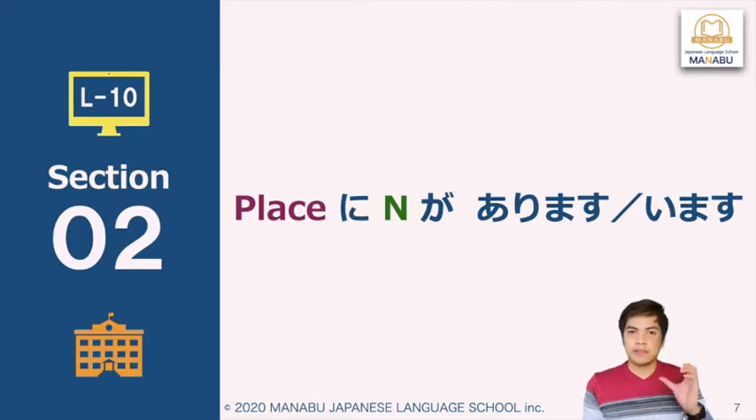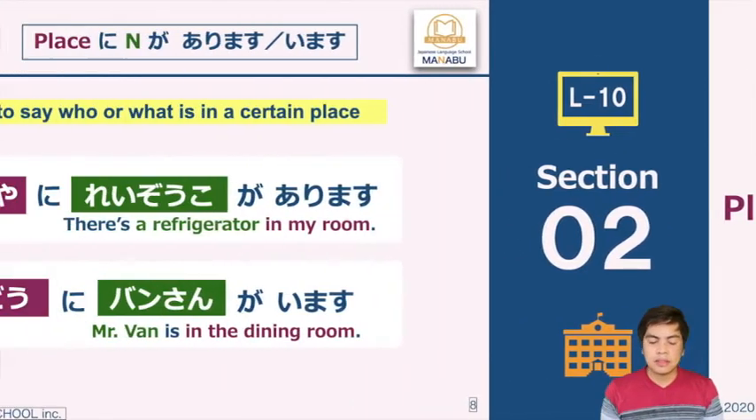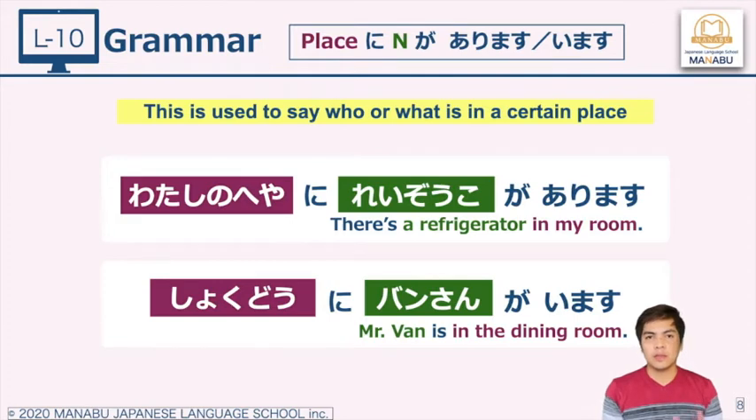We will use our previous pattern, the noun ga arimasu and noun ga imasu. Now we will add place ni. So once again, another use for the particle ni. It indicates the place of existence. Place of existence, then particle ni. Noun ga arimasu for non-living things, then place of existence, particle ni. Noun ga imasu for the living things. So this is used to say who or what is present in a certain place.